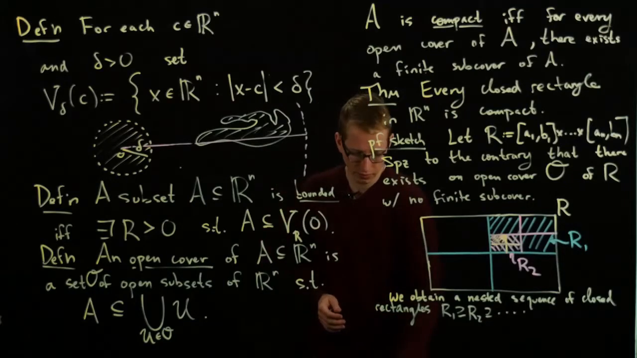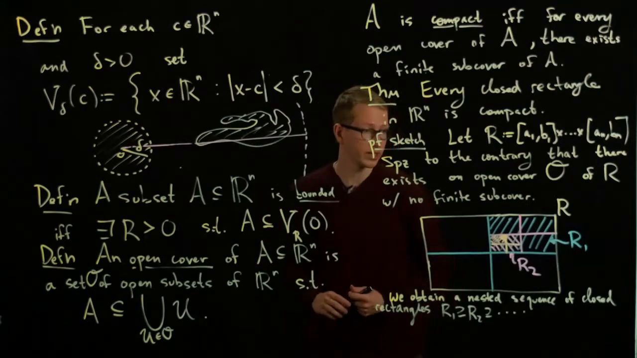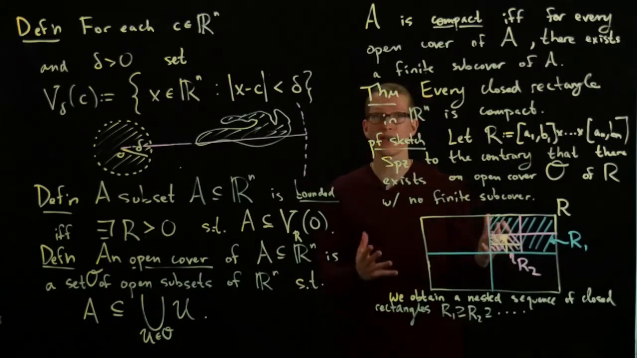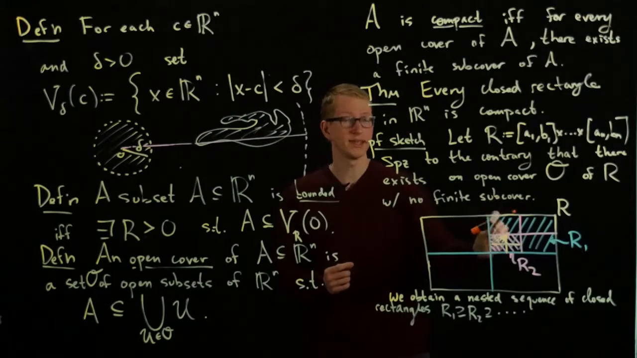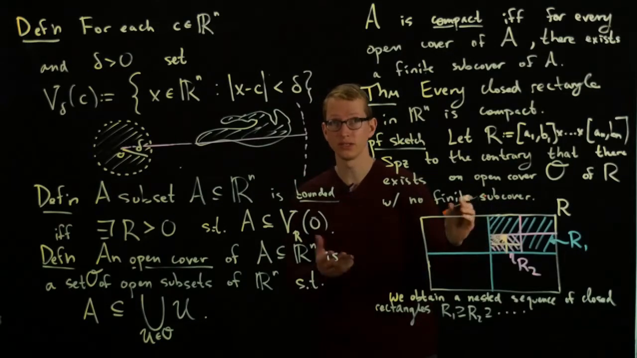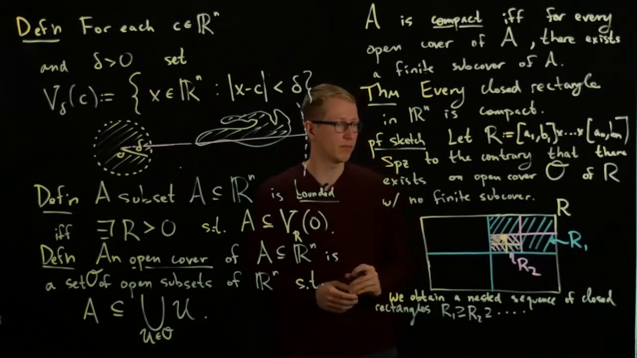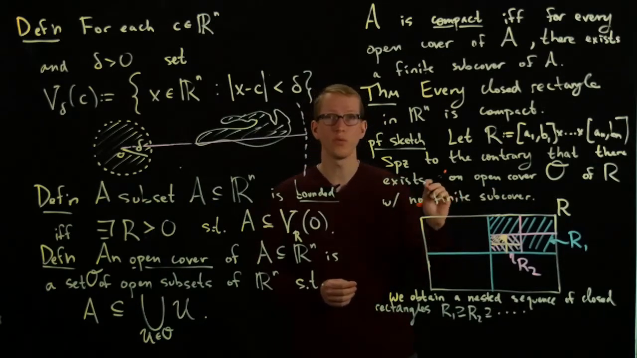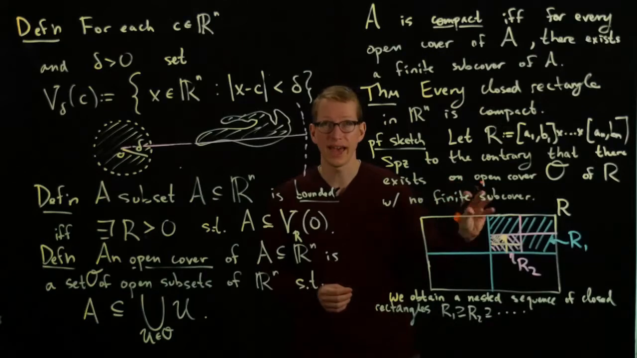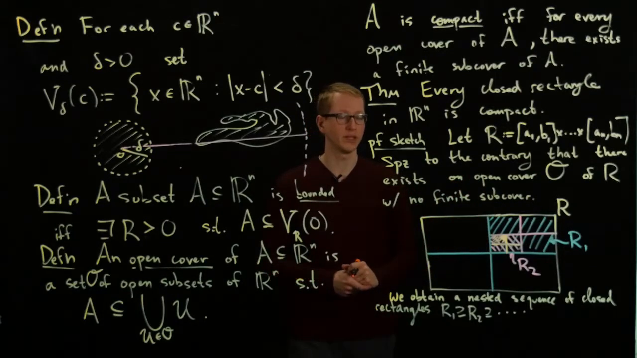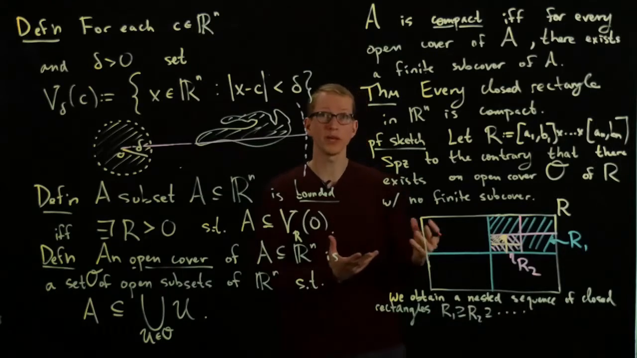And so what I can do is, I know that, because I have an open cover, this limiting point, which exists, we know that it exists by the previous theorem we had, we know that one element of the open cover has to contain it. Otherwise, it wouldn't be a cover of our rectangle R to begin with. So pick one of those open sets.